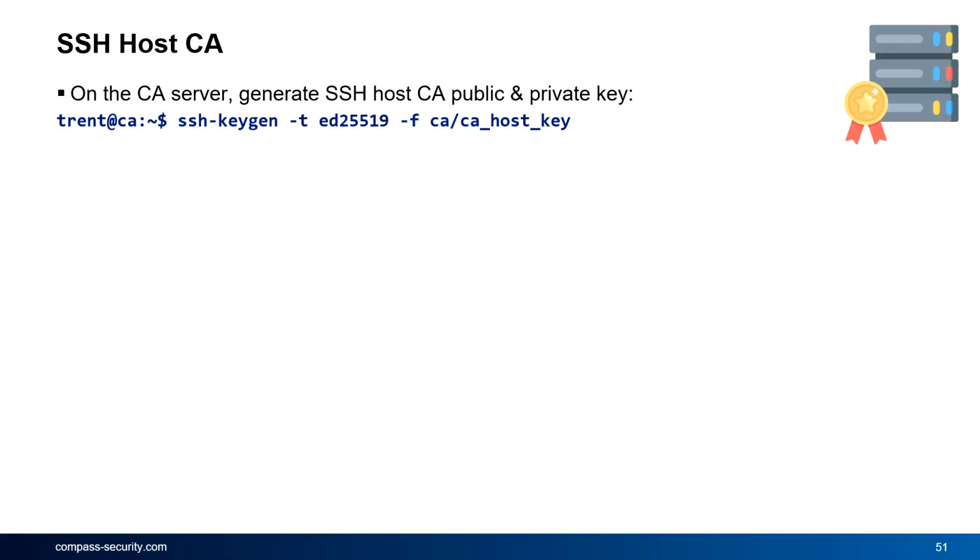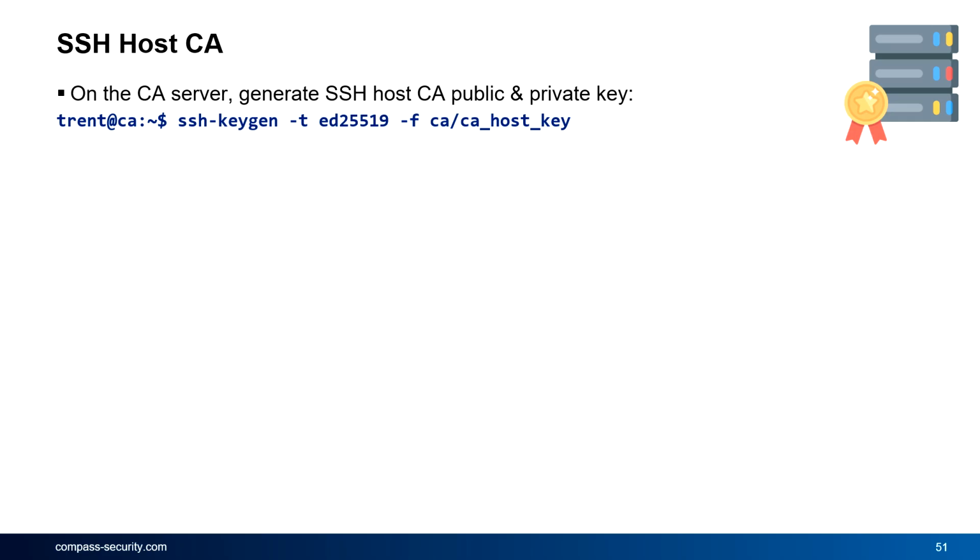So let's start with the SSH host CA. This is the CA you can use for host authentication. This means all your clients only have to trust one public key of the CA and not all the different individual public keys of all your servers. First, on the CA, you have to generate a new key pair. You can do this using the ssh-keygen command. You specify the algorithm and then the file name. This will produce two files, the public key and the private key of the CA.